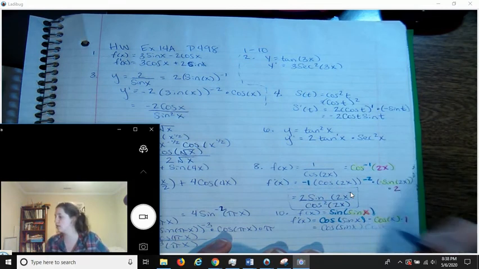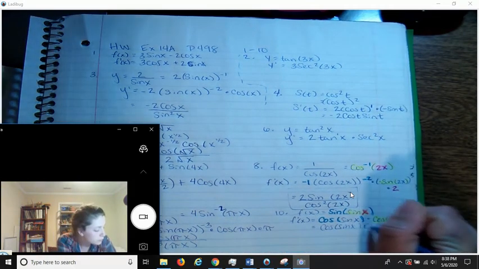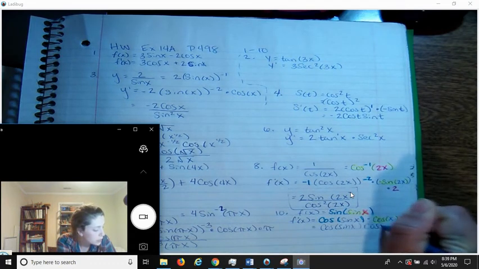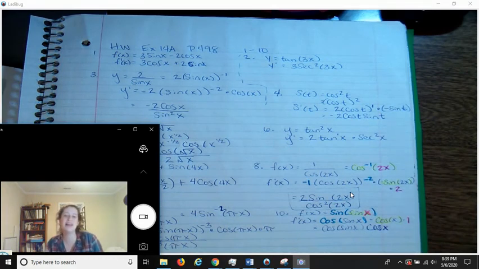Oh, my pen is dying. Good, I picked another pen that was dying. Oh well. And then 1 is just the coefficient out front. Okay, hopefully this helped make it make a little more sense.